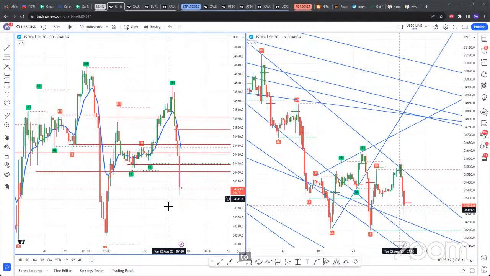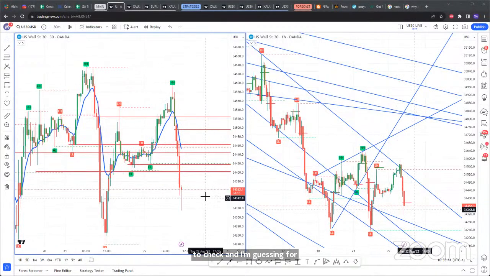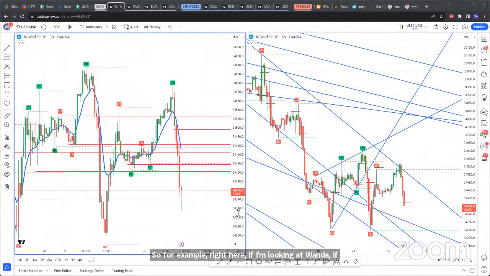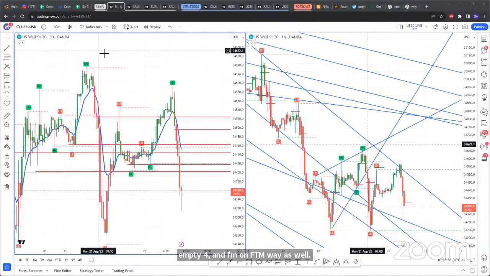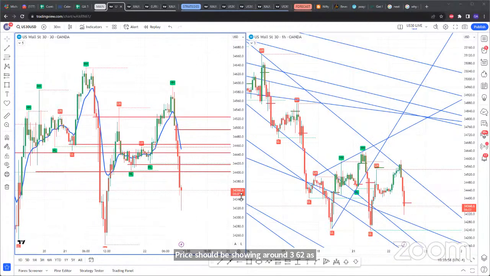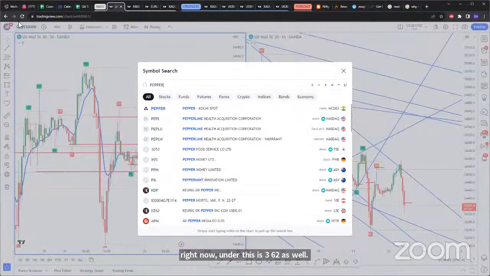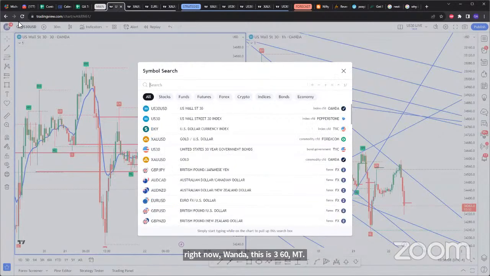So for example, right here, if I'm looking at Oanda at 362 right now, and I'm looking at my MT4, and I'm on FTMO as well, price should be showing around 362 as well. For me right now, Oanda is 360, MT4 is 365, 366 area. So yeah, you might want to find a broker or a provider that lines up with your prop firm price.